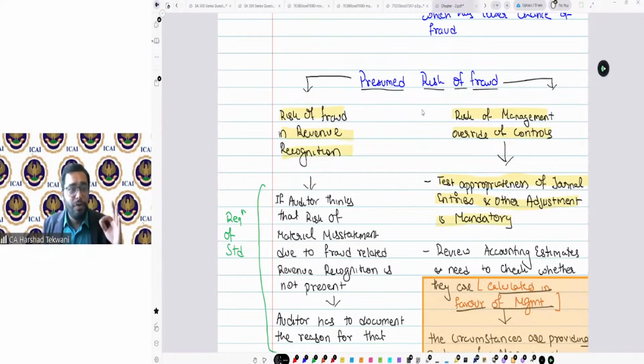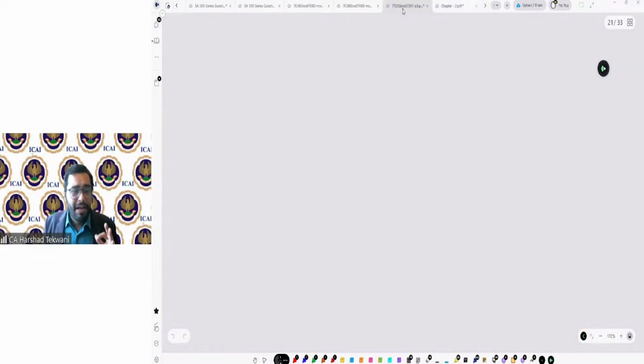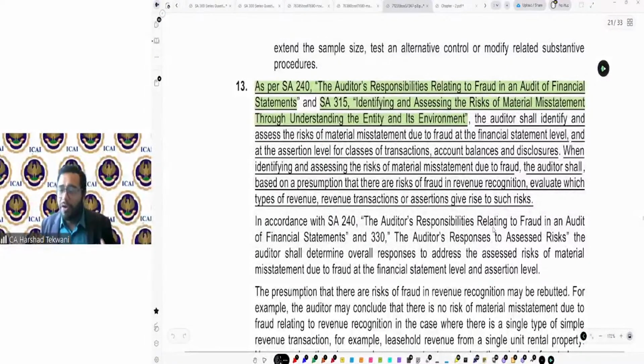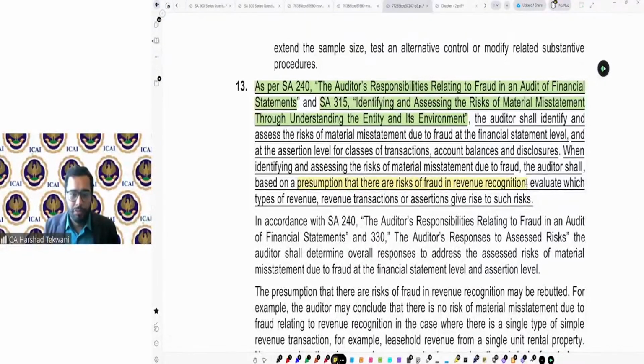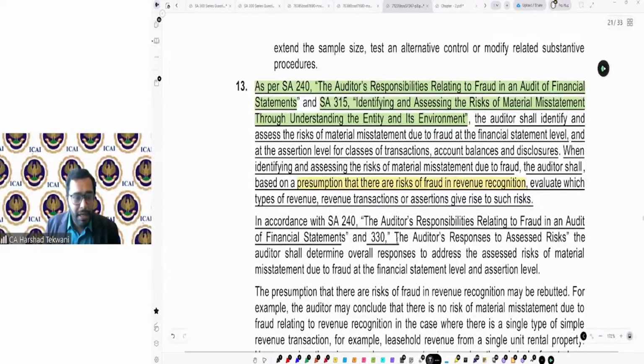Risk of fraud in revenue recognition. In our current scenario, there was a revenue recognition issue, correct? Improper revenue recognition. I have to assume from day one there is a risk of fraud in revenue recognition. The presumption should be there, but the audit team did not keep the presumption that there is risk of fraud in revenue recognition. In accordance with SA 240, the auditor's responsibility relating to fraud in a financial statement, and SA 330, the response to the assessed risk.